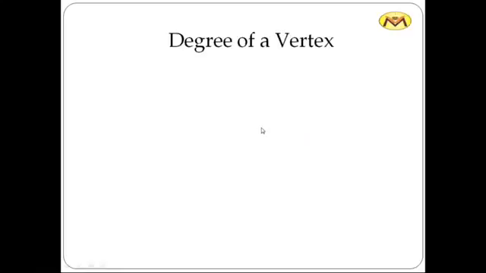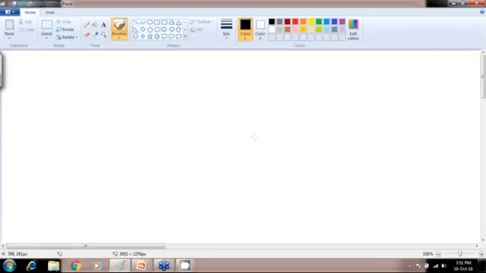Then we have something called the degree of a vertex. So let me just try to draw something to show what the degree of a vertex is. Let's say that there is one city here, another city here, a third one here, and a fourth one here. So if I connect these four like this, say connect it like this, and suppose, let me just do one thing.